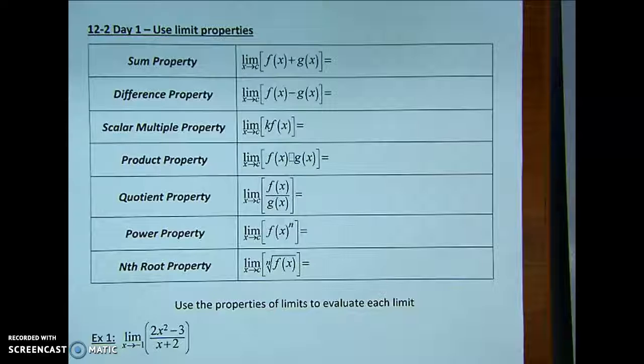Hey Precalc, in this video we're going to be starting section 12.2 and introducing some limit properties. So the limit properties, there's a lot of them, you do need to know them, but they aren't that bad. They are all kind of intuitive actually. So let's just get into it.